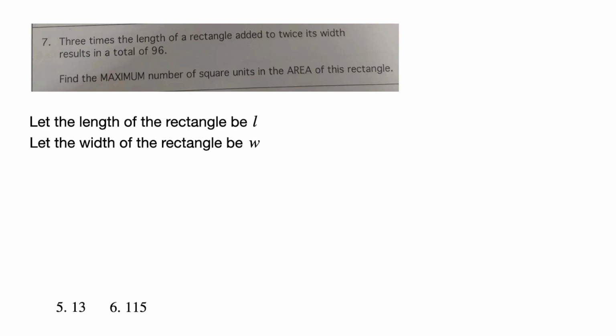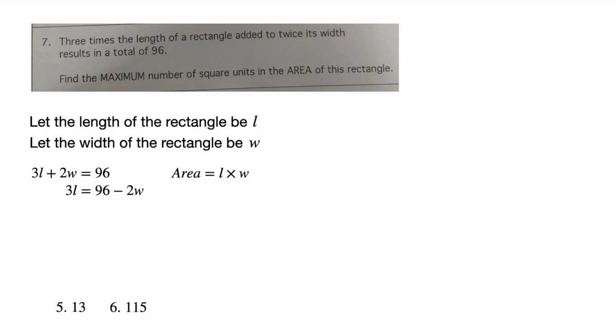Now we can translate this statement into an equation. 3 times the length added to twice its width results in a total of 96. And also, since the question is asking for the maximum area, let's just write down the equation of the area on the side, which is just simply L times W. Now, how can we use this given equation to help us find the maximum area? A good place to start is to find L in terms of W so we only need to deal with a single variable here.